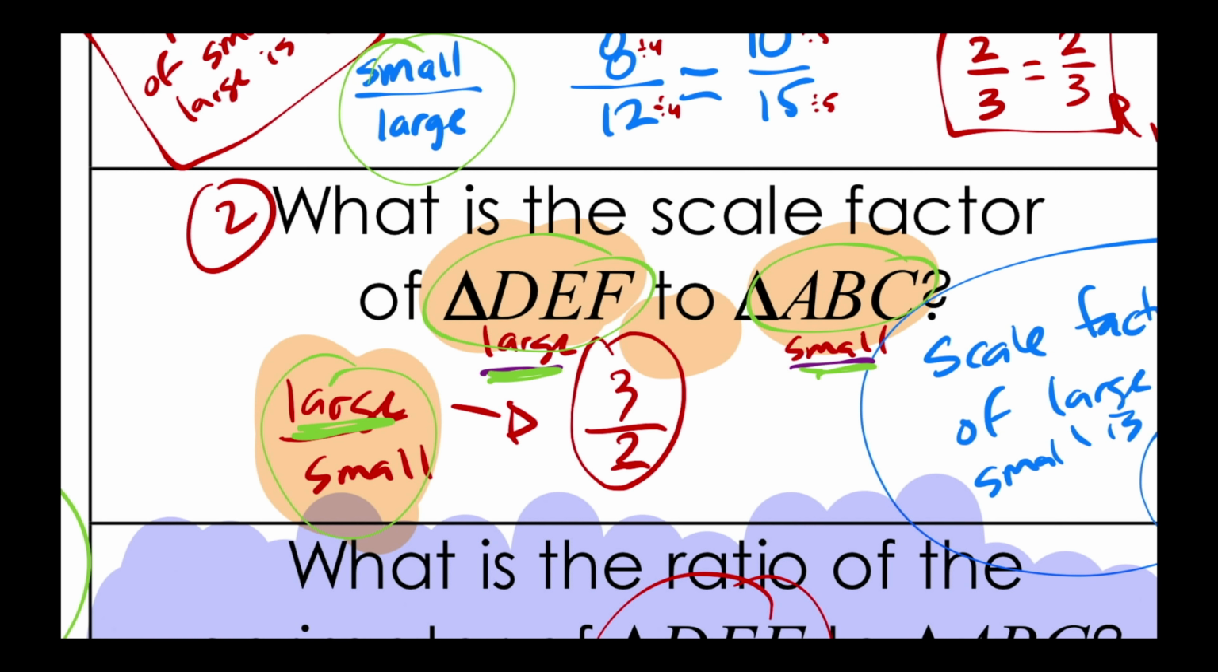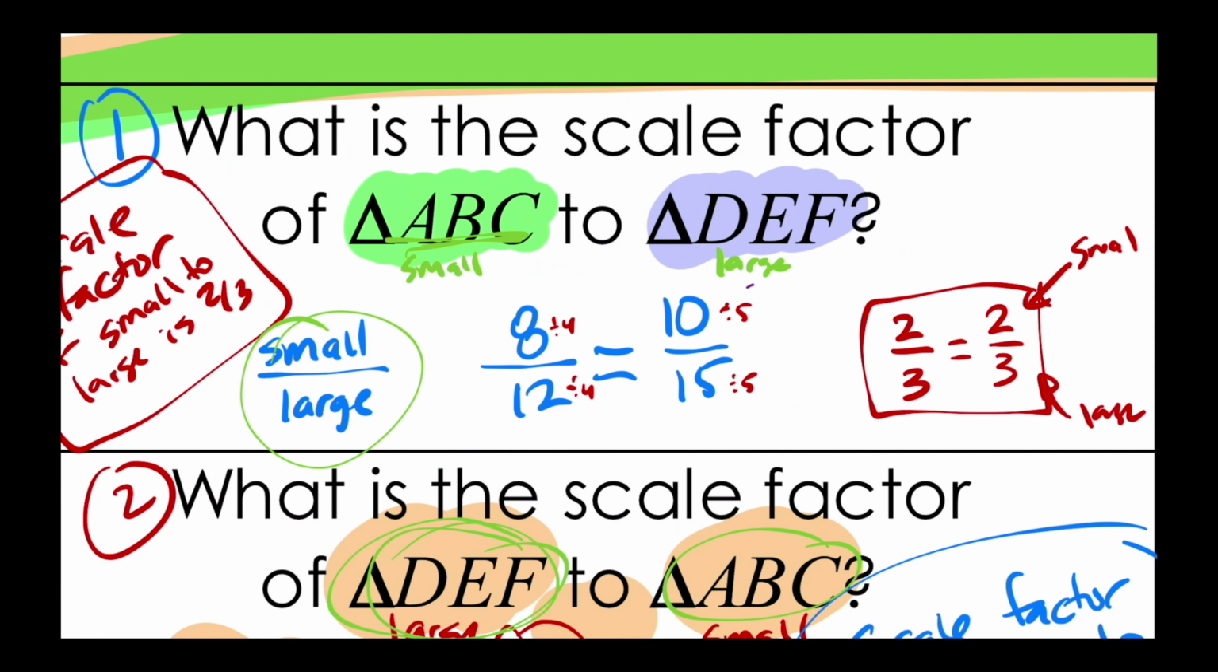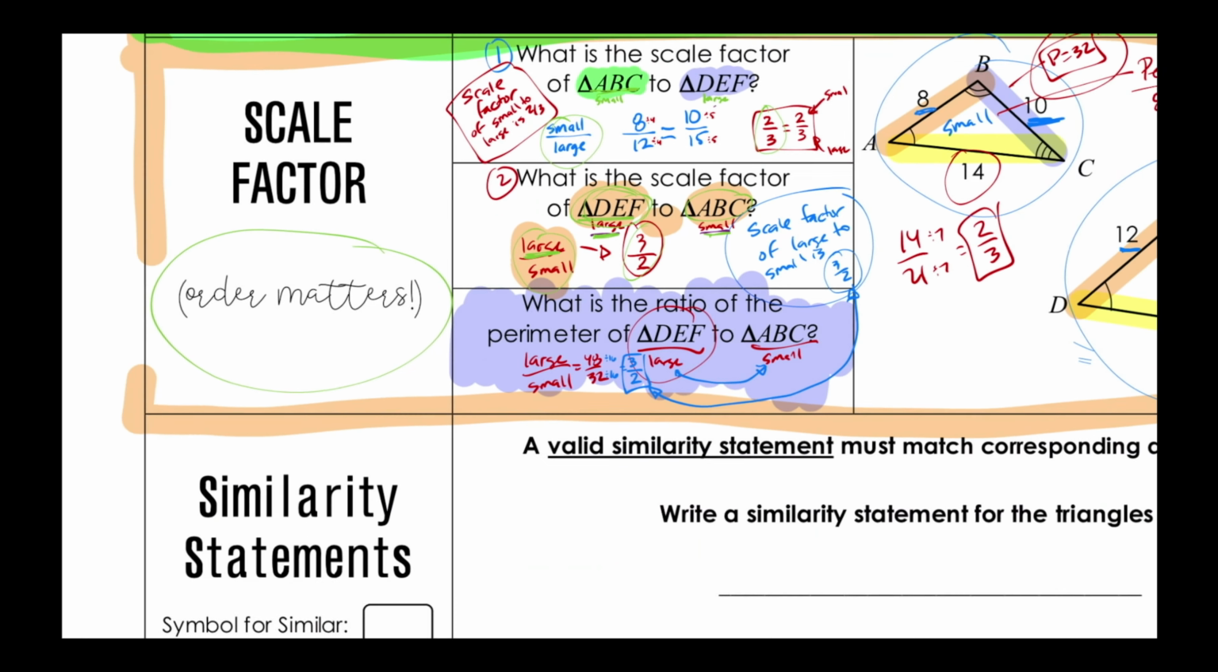Because some of you are asking me, Mister, that's the biggest question I've been getting the past couple of days. How do you know which one goes on top? How do you know which one goes first? Well, you look at the question, whatever it says in the question. So over here, the small one was first, so we got 2 to 3. Over here, the large one was first, we got 3 to 2. Okay? And then we looked at the perimeters, but that's not as important.